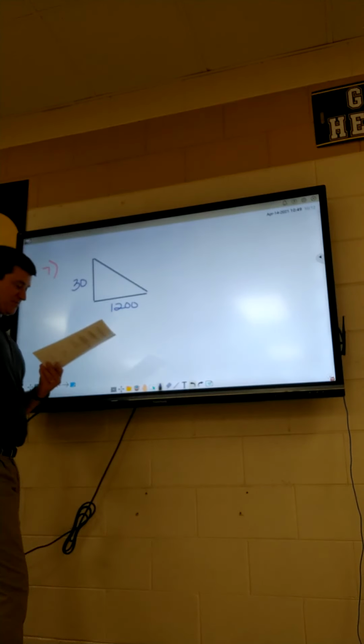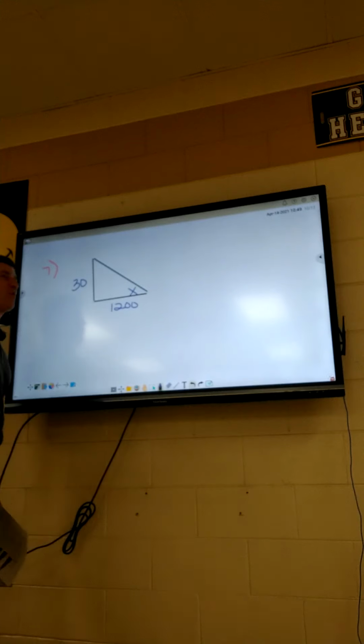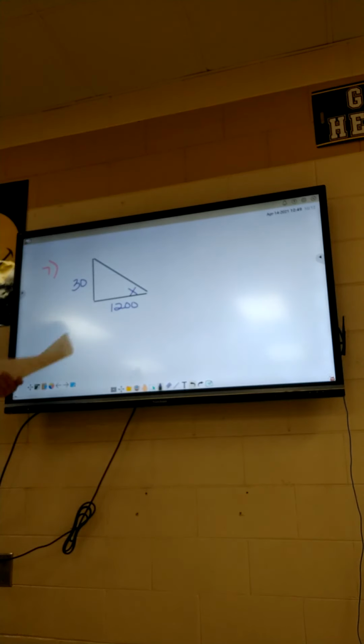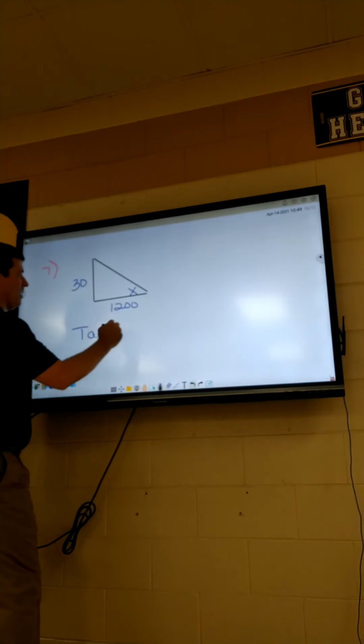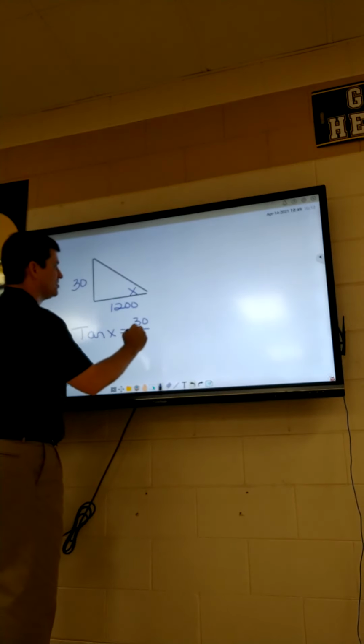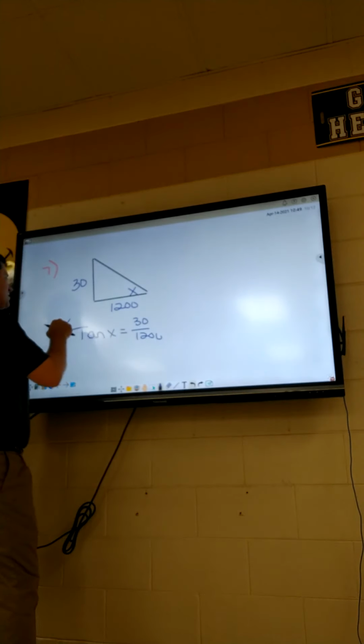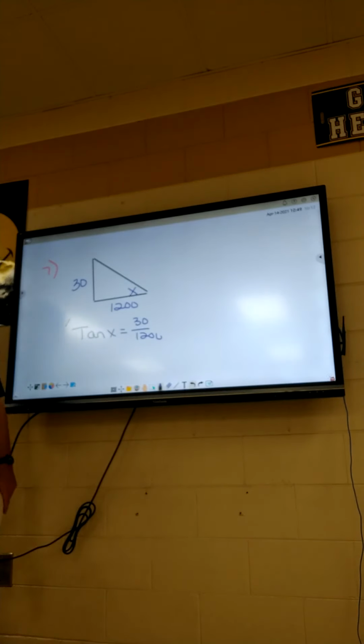All right, it says find the angle of elevation. So which formula matches up with this one? We got opposite and adjacent, so that's tangent. Tangent of x equals opposite over adjacent. Now, do I have to do the extra step? Yes. I got 1 degree and 45 minutes. That's not a very big angle at all, 1 degree.